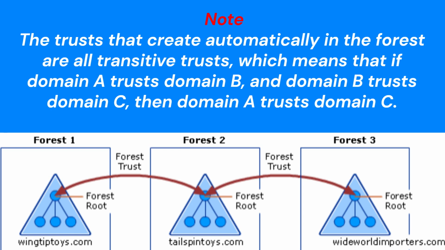In a multiple domain ADDS forest, two-way transitive trust relationships generate automatically between ADDS domains so that a path of trust exists between all the ADDS domains. Note: the trusts that create automatically in the forest are all transitive trusts, which means that if domain A trusts domain B and domain B trusts domain C, then domain A trusts domain C. You can deploy other types of trusts. The following table describes the main trust types.